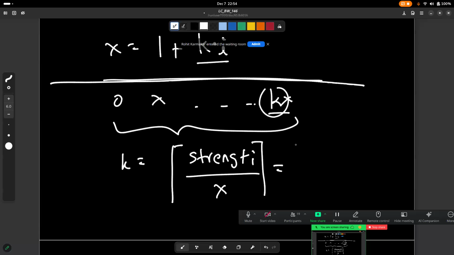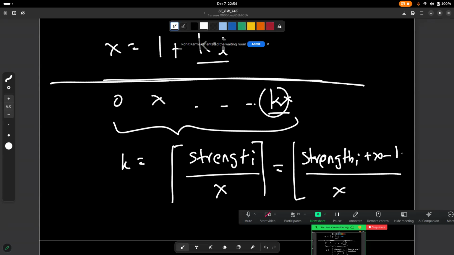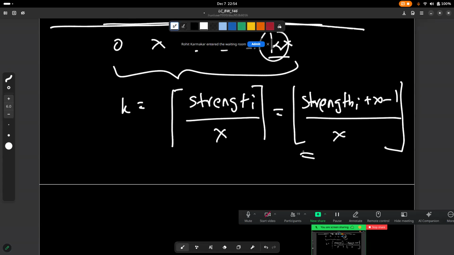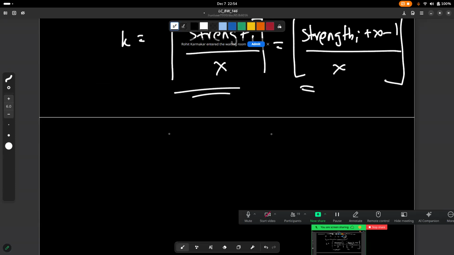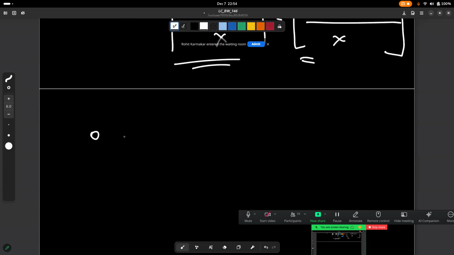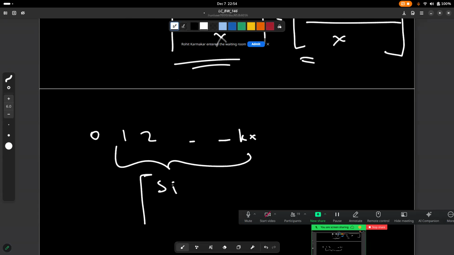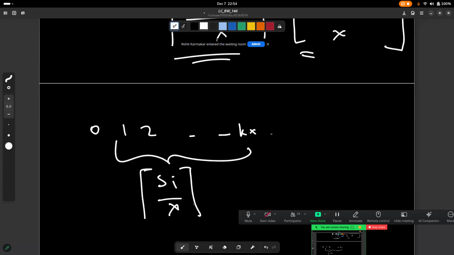And in C++, since you only have lower bounds, you could have strength of I plus x minus 1 if you want to do it in terms of integers. This is how you would write it in code if you're using lower bounds, but this is what we are considering over here. So this is the strength of I, like 0, 1, 2, all the way up to k into x.